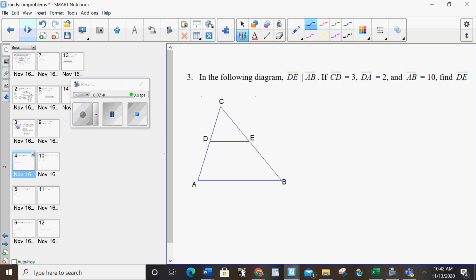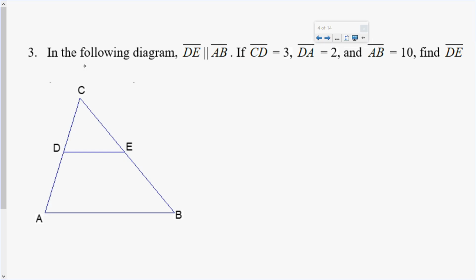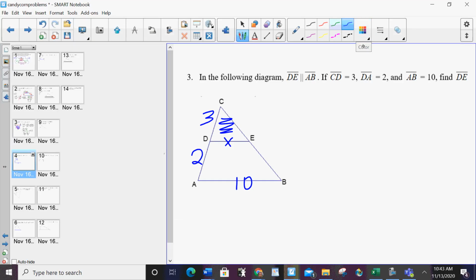All right, let's take a look at number 3. CD is 3, DA is 2, AB is 10. Find DE. Here's my candy corn. Candy corn, bases separate. Are my bases involved in this question? Yes. So separate the triangles.